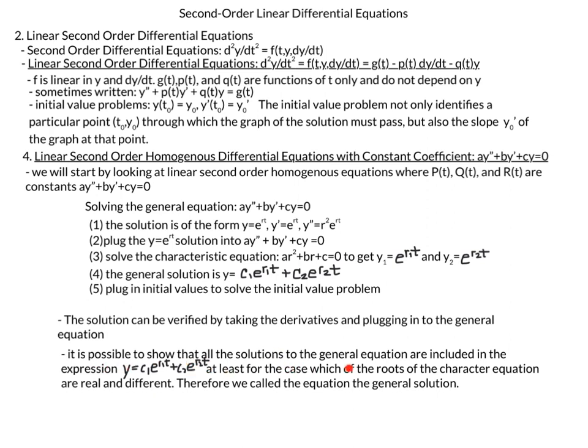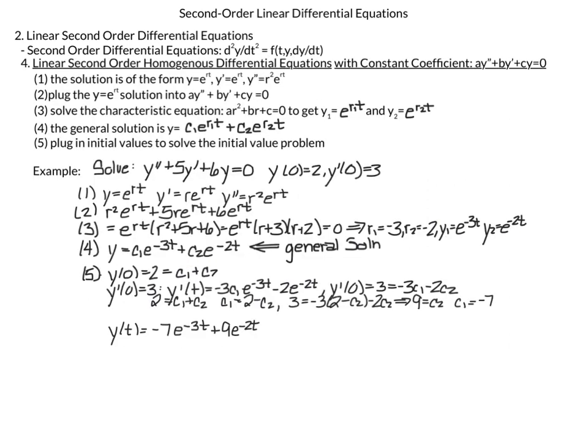So at least for cases in which the roots of the characteristic equation are real and different. So there are two unique different roots that are real. So therefore, we can call this equation here the general solution. So I have summarized our method of solving these differential equations here, and I have another example.